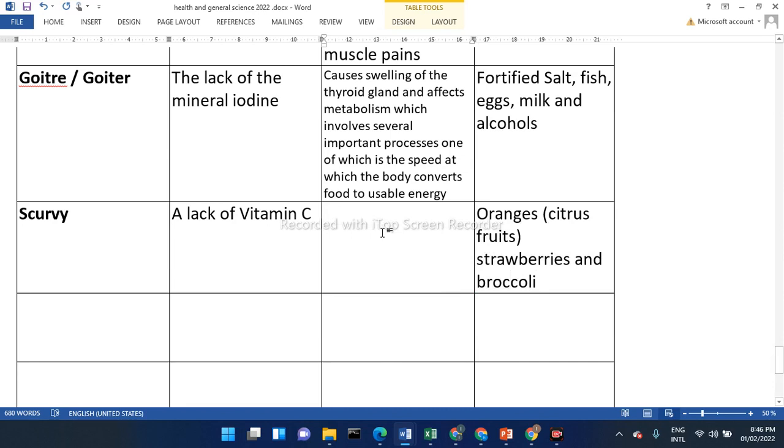Next up, what's the problem? Something to do with the gums. Bleeding gums. Swelling, yes, swelling in the gums. Does it bleed or just swell? Yeah, it does bleed.